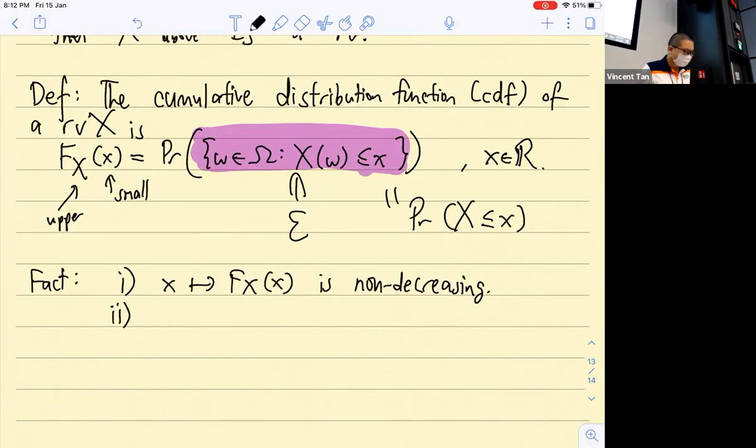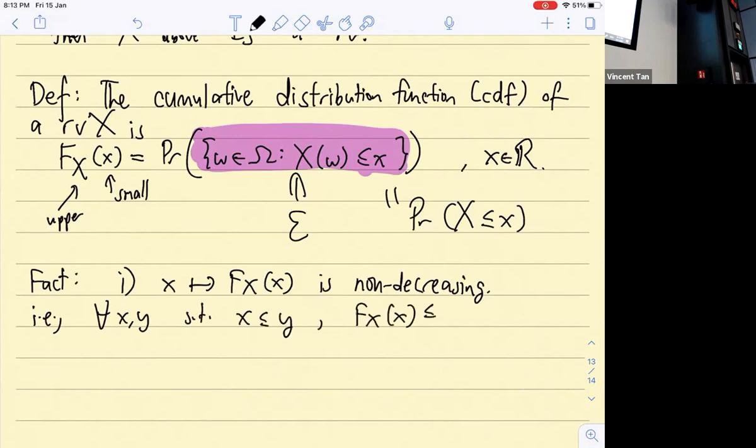Why? What is the meaning of non-decreasing? If I take x and y is at least as large as x, then F_X of x is at most F_X of y. That means, i.e., if for every x, y such that x is less than y, we have F_X(x) is less than or equal to F_X(y). Okay, that's the meaning of non-decreasing.